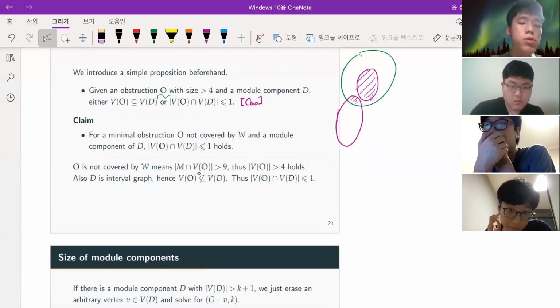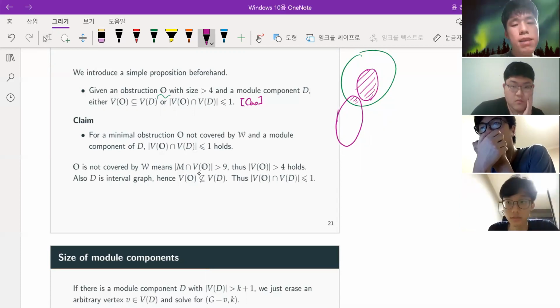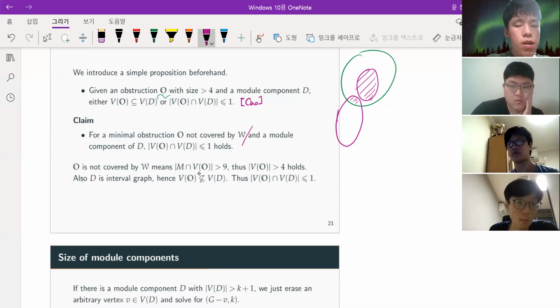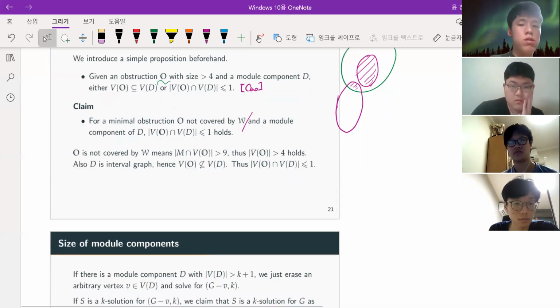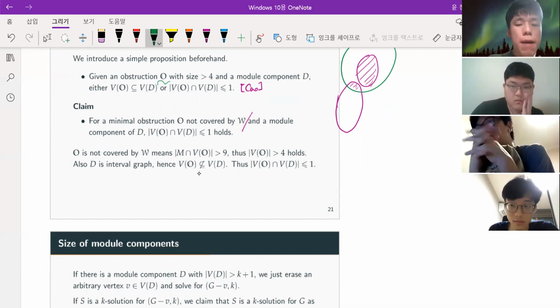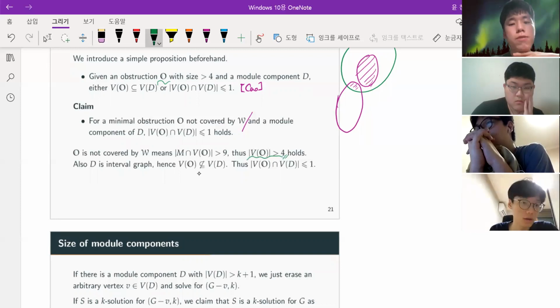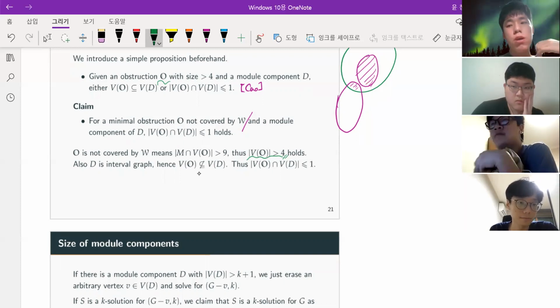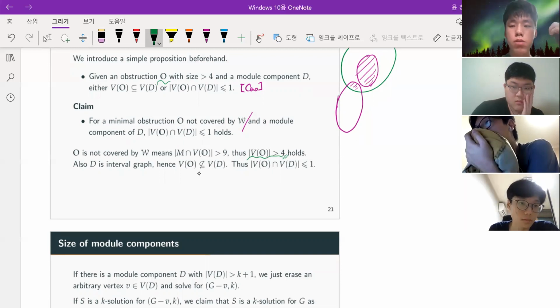it can be proven that for a minimal obstruction O not covered by the necessary family W, and given a module component D, the vertices of O and D intersect in at most one vertex. So the two-line proof is: if O is not covered by W, then O has an intersection with the solution M with at least 10 vertices, and it has at least five vertices. Also, each module component definitely forms an interval graph because M is a solution. So the obstruction should not be included in the vertices of D. So only the latter case holds.